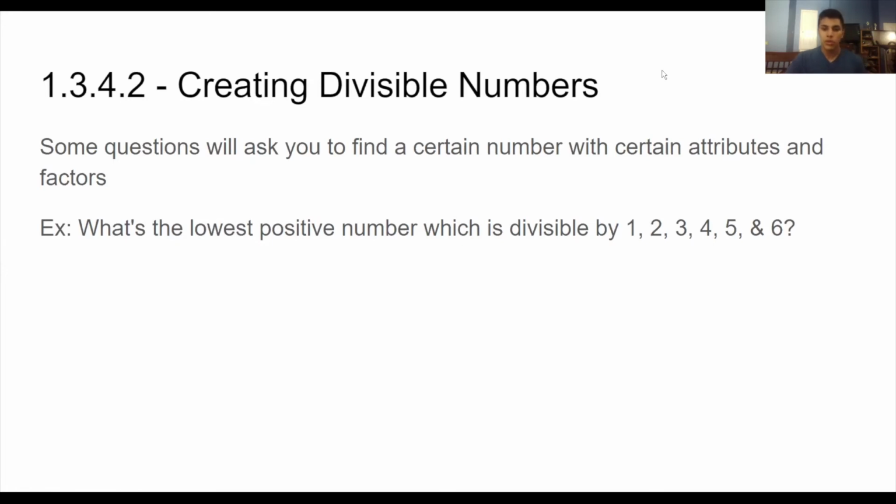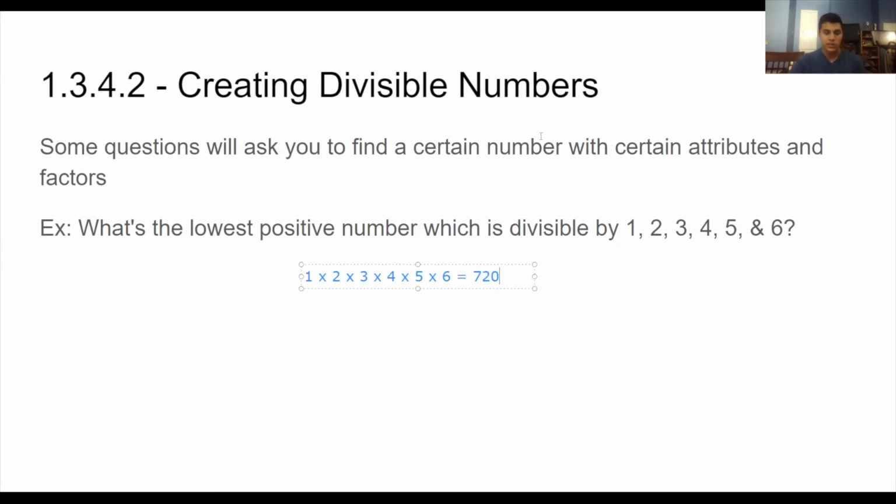If I just looked at this question at one glance, you might think, oh, well, that's easy. You multiply 1 by 2, by 3, by 4, by 5, and by 6, and boom, you created the right number. You got 720. No, that's actually incorrect. The reason for that is you haven't simplified what you're multiplying. 720 is divisible by all of these numbers, but it's not the lowest positive number which is divisible by 1, 2, 3, 4, 5, and 6.